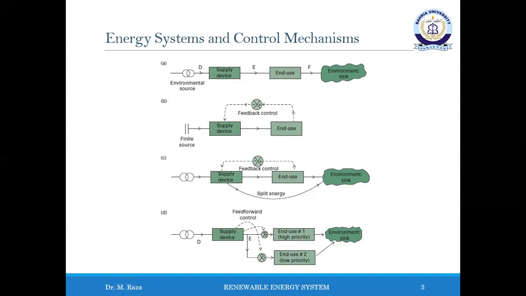Referring to figure B, the negative feedback control from demand to supply is normal with fossil energy systems. For example, in an automobile, the driver uses the accelerator to decrease the fuel supply if the vehicle speed is increasing too fast. It shows a negative relationship.